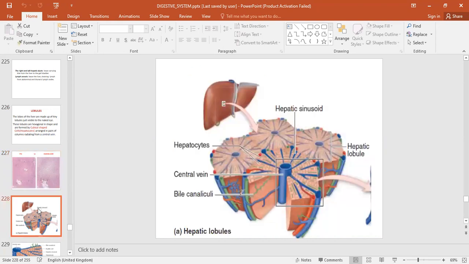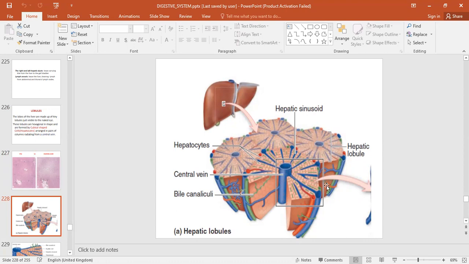More clearly shown here, we have 4 liver lobules: 1, 2, 3, 4, each with 6 sides. Then we are saying in the middle of each lobule is a central vein. So that's central vein, central vein, central vein, central vein.